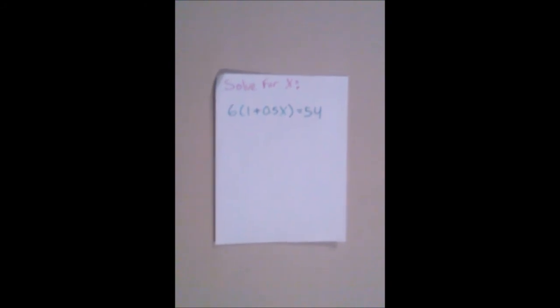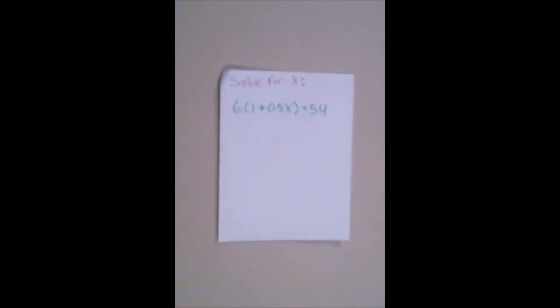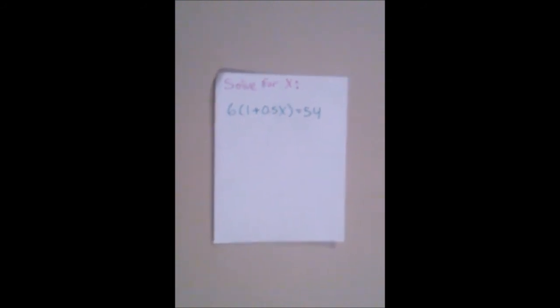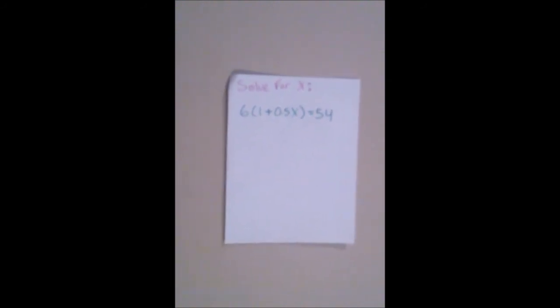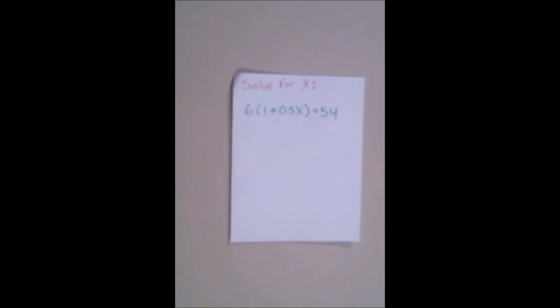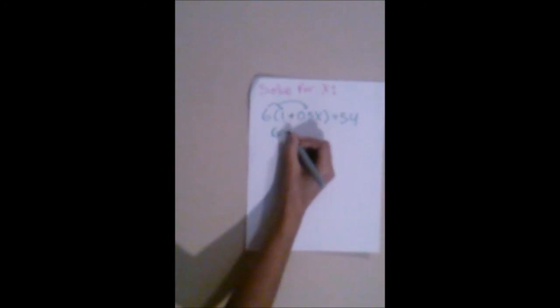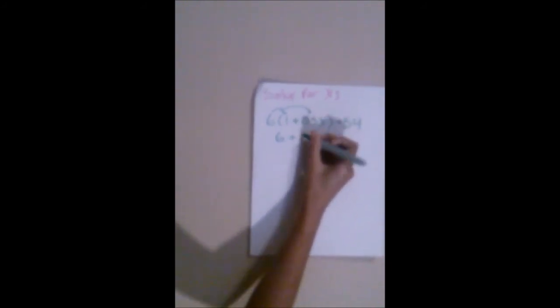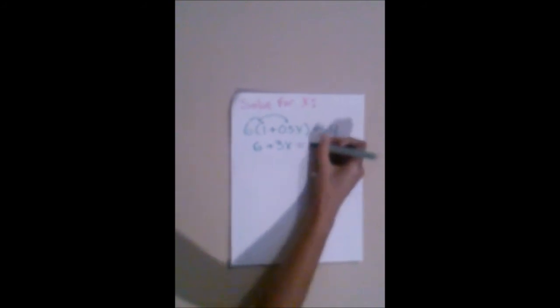Okay, so in our third and final example, we will solve for x in the following equation. 6 times (1 plus 0.5x) equals 54. Our first step is to use the distributive property to distribute the 6 to the 1 and to 0.5x, which gets us 6 times 1 equals 6. 6 times 0.5 equals 3. So 6 plus 3x equals 54.